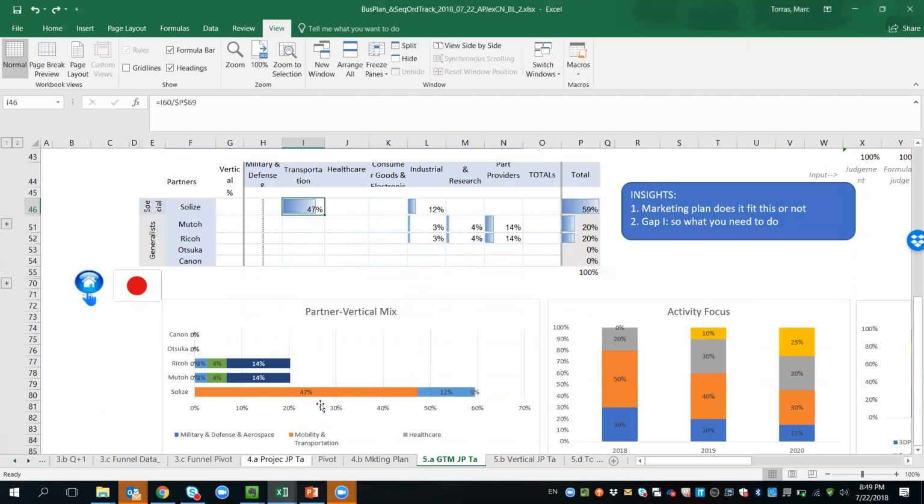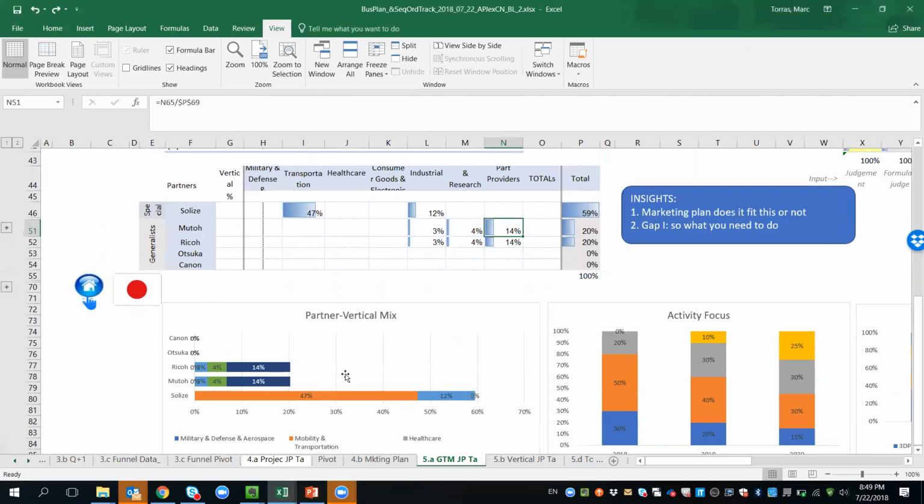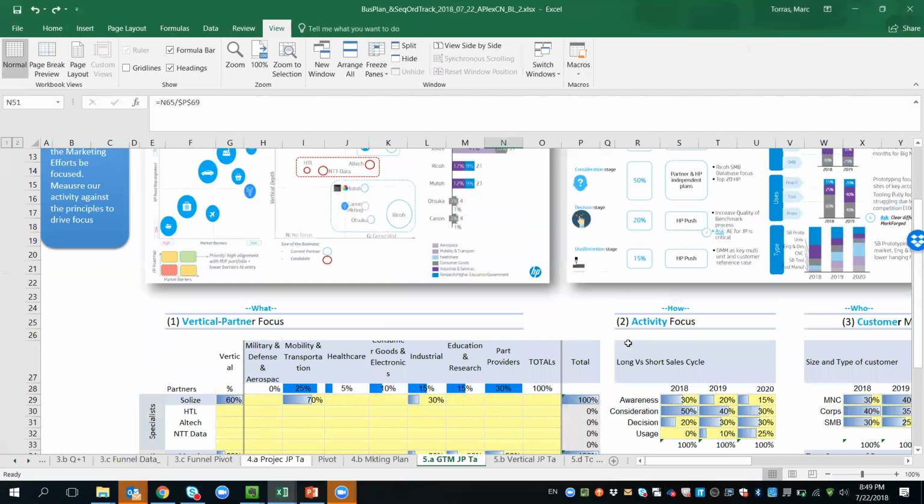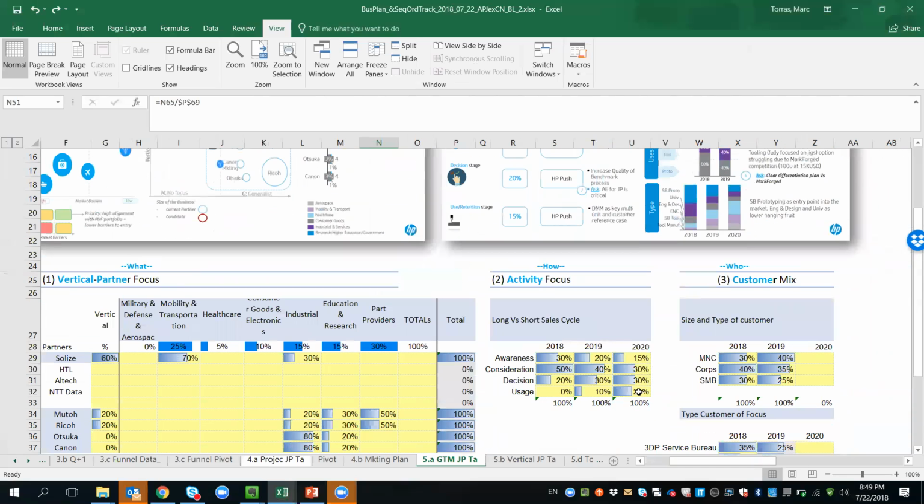Here you have the graphics where you can see mobility and transportation, 47%, Solais, we shouldn't be investing in it with other partners, industrial 12%. Here you can see the kind of mix, 14%, basically part providers with Mutuo and Rico, what we think are service bureaus.